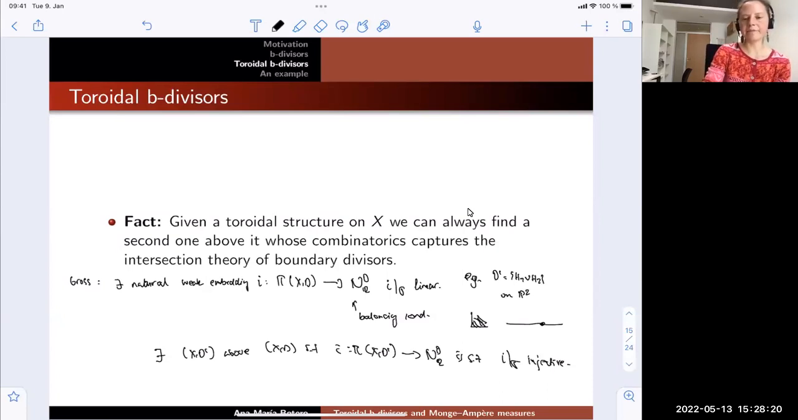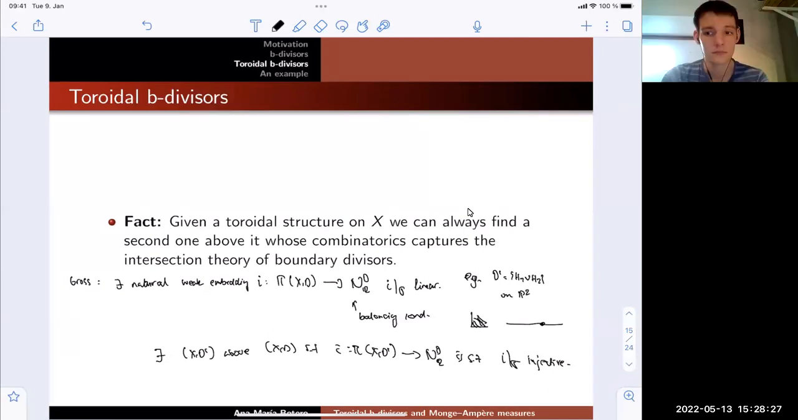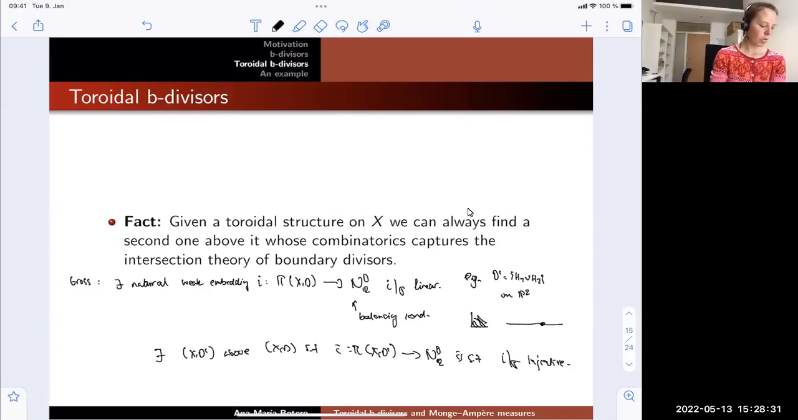And then, okay, such a conical polyhedral complex, where you really have this balancing condition and this property that when restricted to the cones, it's injective, is what we called an example of a conical polyhedral space.